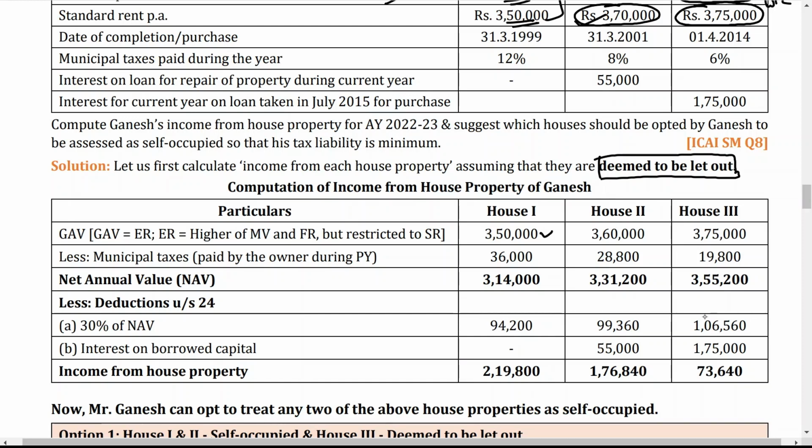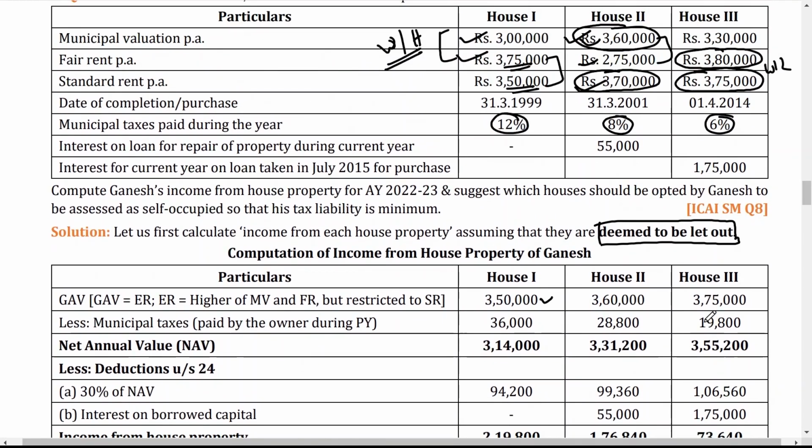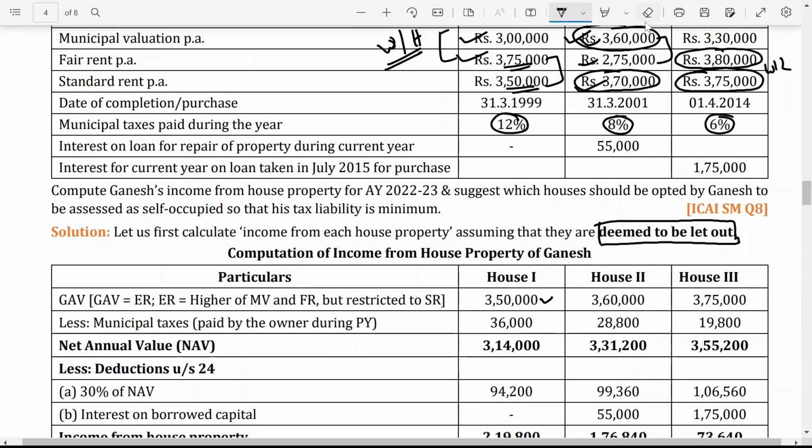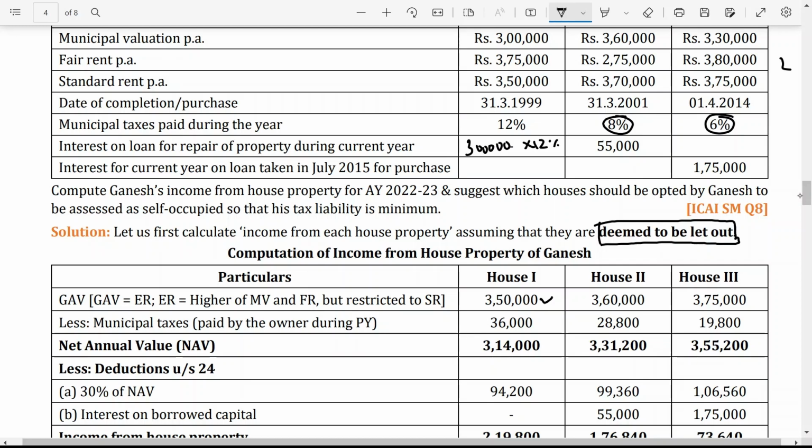Now from this you have to deduct municipal tax paid by owner during the previous year. The municipal tax paid during the year is given as 12%, 8% and 6%. Now it is given in percentage, so you have to calculate the percentage of MV, municipal valuation, which is given for each house. For the first house municipal valuation is 3 lakh. So you have to take 12% of 3 lakh, 3 lakh into 12 percent. So you will get, sorry, 36,000.